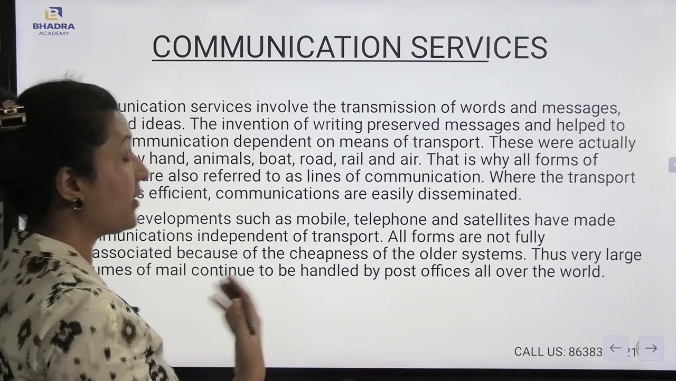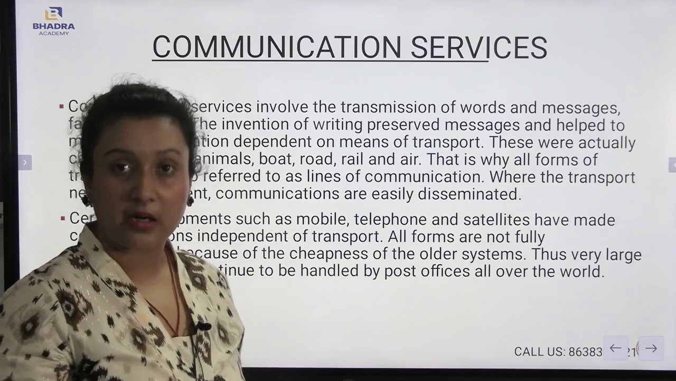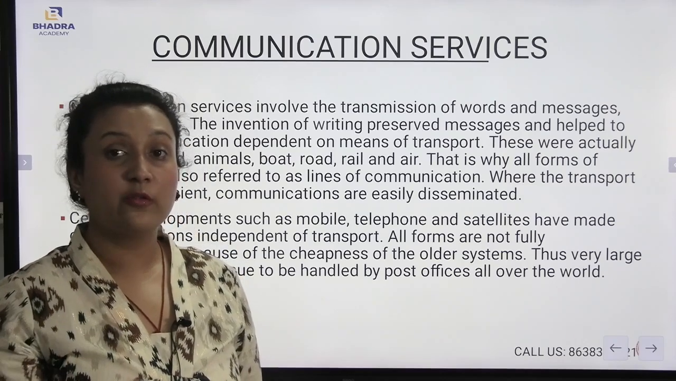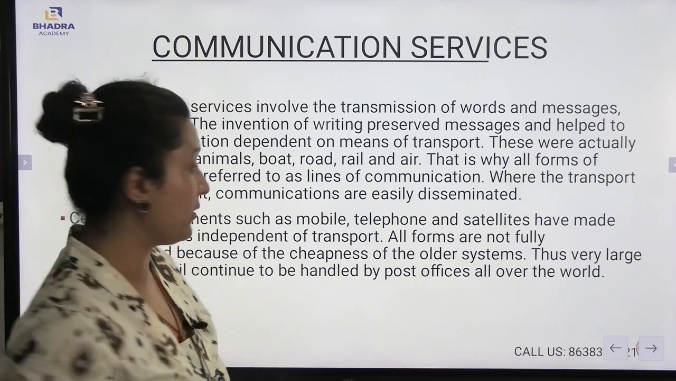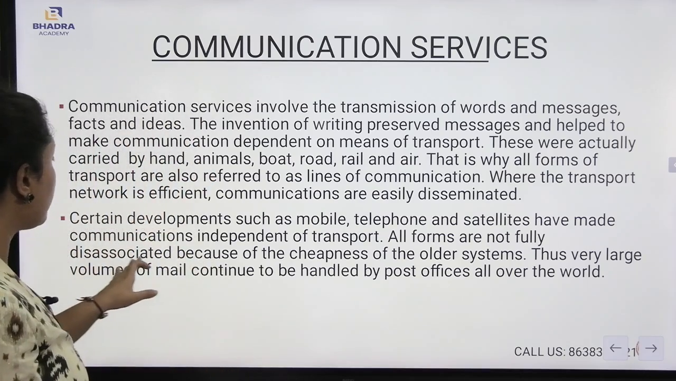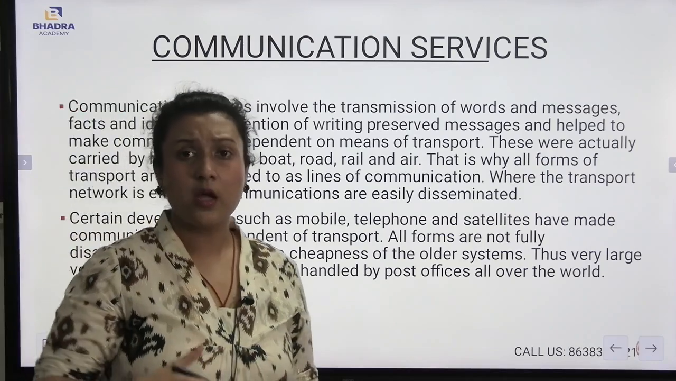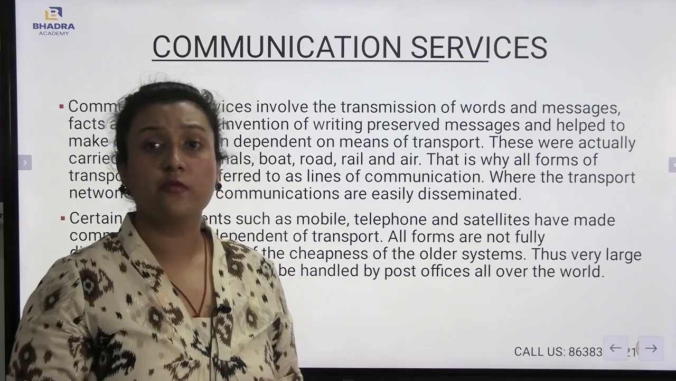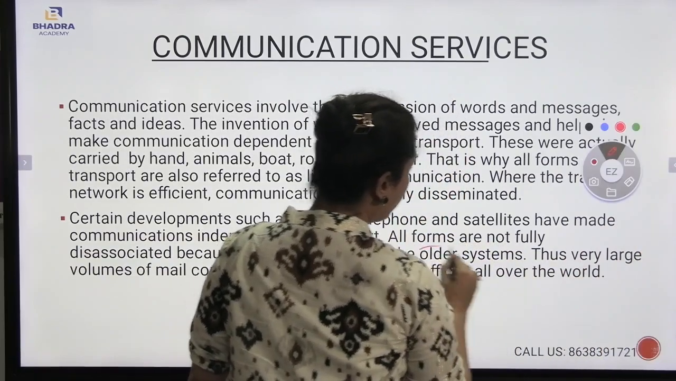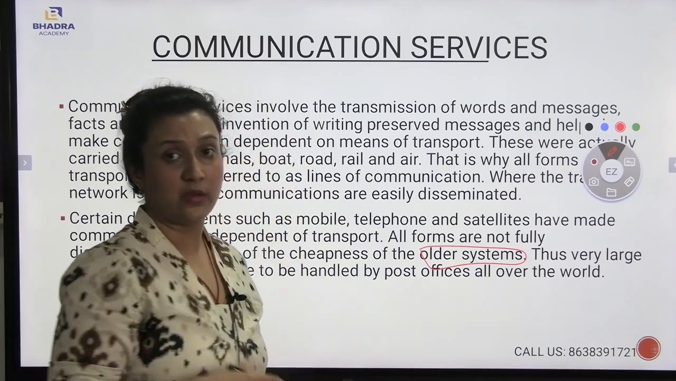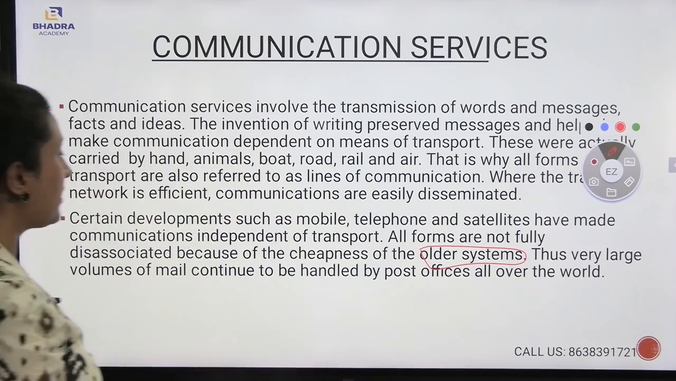Now, there are certain developments, as I have told you, regarding mobile phones, telephones and satellites. Once satellites, mobile phones and telephones came into existence, sending information became much more efficient. On the other hand, all forms are not fully disassociated because of the cheapness of the older system. The older system was not very probable. So, as a result, communication has become very advanced.